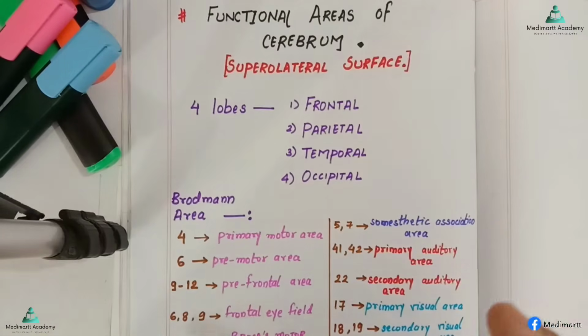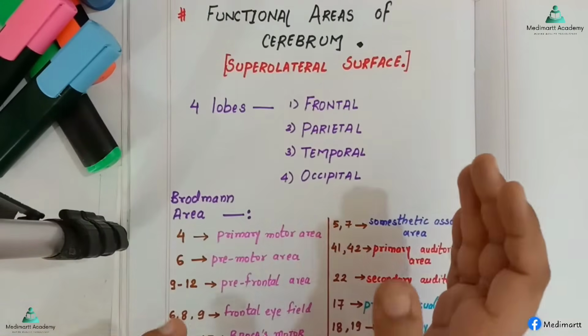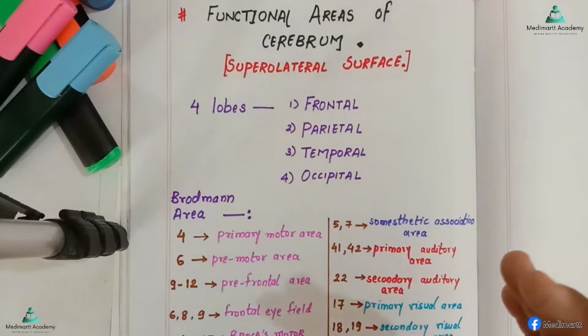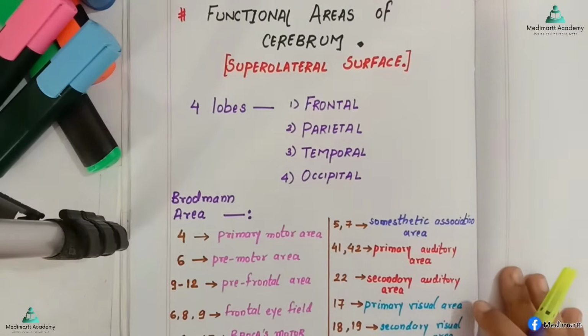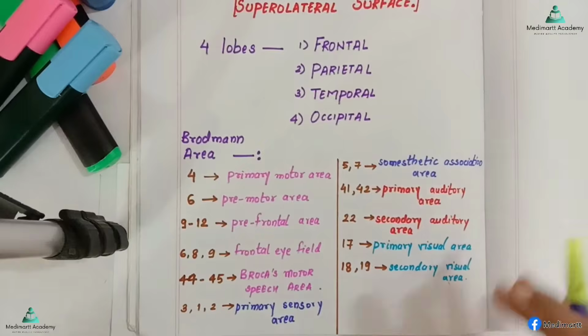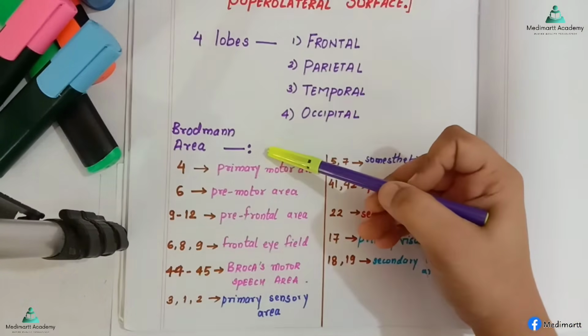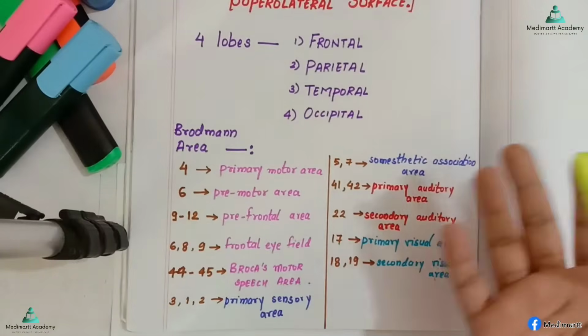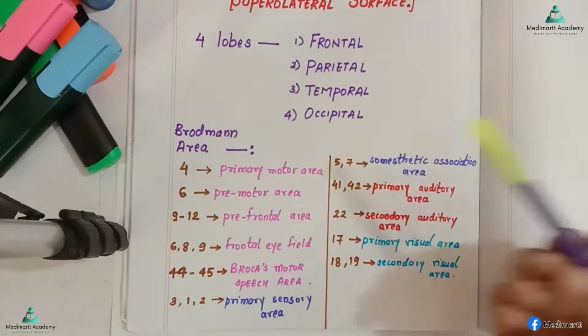As we know, we mostly see the functional areas of the cerebrum in the superolateral surface of the cerebrum, right? The basic thing is that there are four lobes in the cerebrum: frontal, parietal, temporal, and occipital. The most important thing we should know while drawing the functional areas of the cerebrum is that there are Brodmann areas. I'm just mentioning here the most important ones that we are going to draw in our diagram.